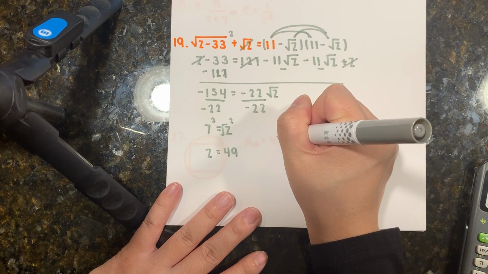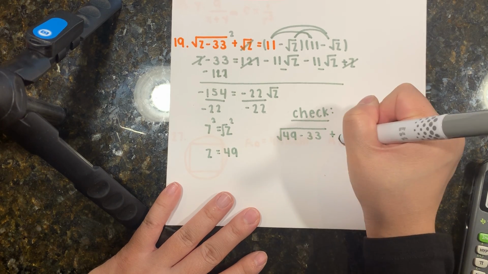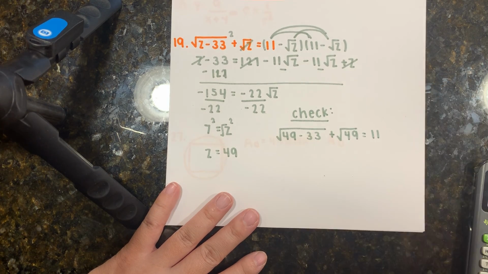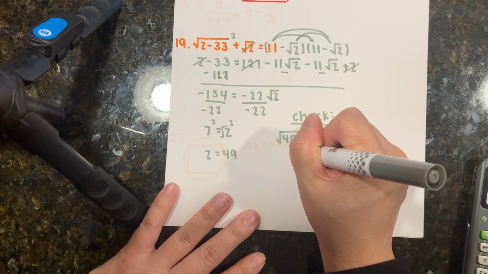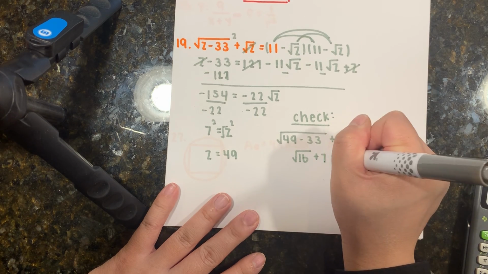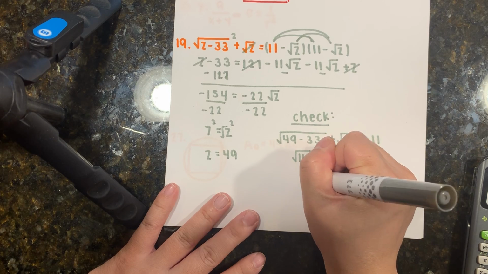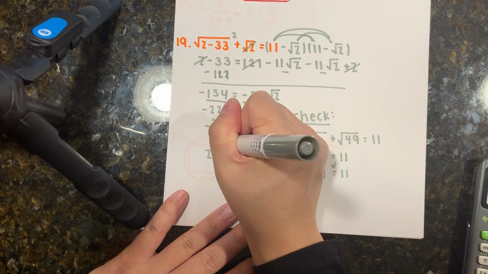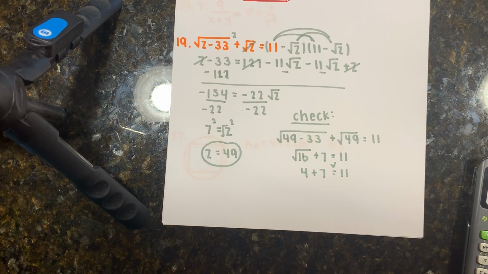So the square root of 49 minus 33 plus the square root of 49 equals 11. Now 49 minus 33 gives us 16, so that would be the square root of 16. The square root of 49 is 7. Then we know the square root of 16 is 4, so 4 plus 7 is equal to 11, which is correct. So therefore my answer is z is equal to 49.